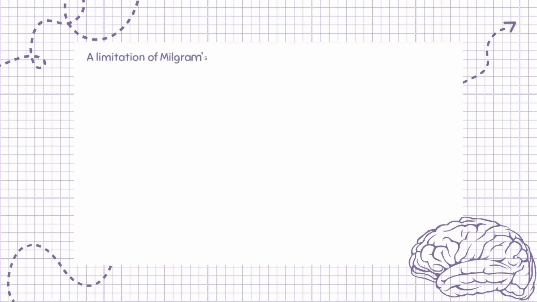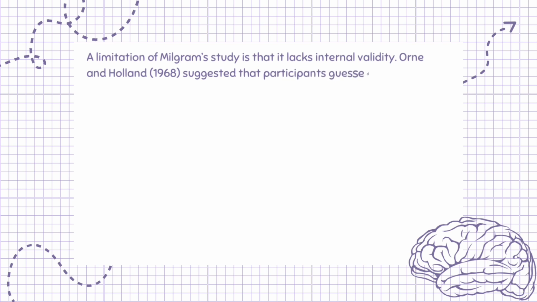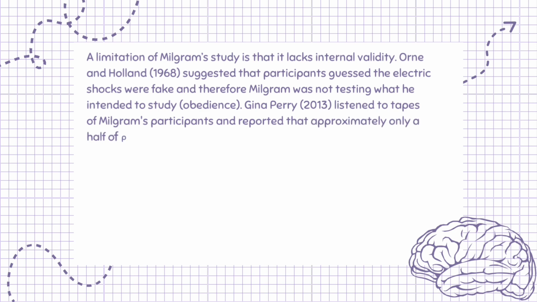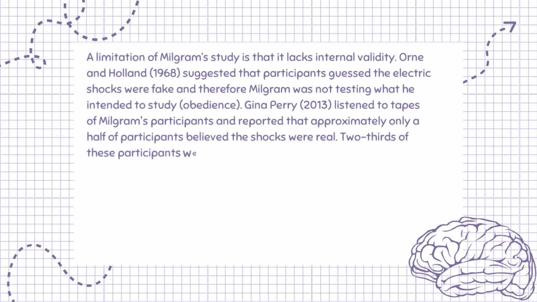A limitation of Milgram's study is that it lacks internal validity. Orne and Holland, 1968, suggested that participants guessed the electric shocks were fake and therefore Milgram was not testing what he intended to study, obedience. Gina Perry, 2013, listened to tapes of Milgram's participants and reported that approximately only a half of participants believed the shocks were real. 2/3 of these participants were disobedient.